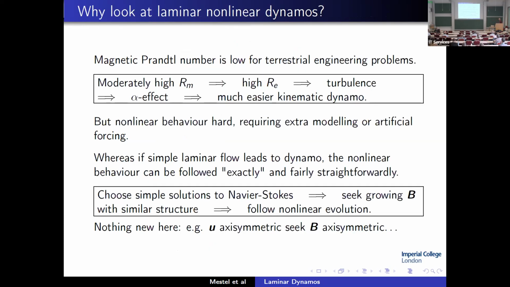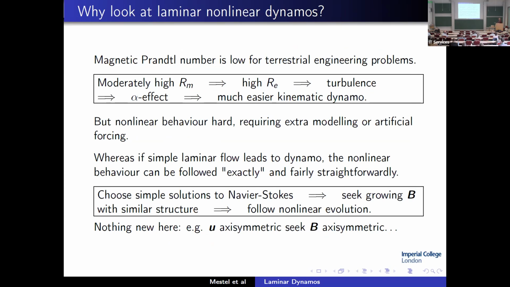So in terrestrial engineering, the magnetic Prandtl number is low. And so to get a dynamo, you need a moderately high Rm, which means your Re has to be very big, so your flow is turbulent. So you have an alpha effect, and it's much easier to drive a kinematic dynamo. But it's very hard to follow the system into a nonlinear regime if you do that, because you have to be able to model turbulence or include some artificial forcing or other.